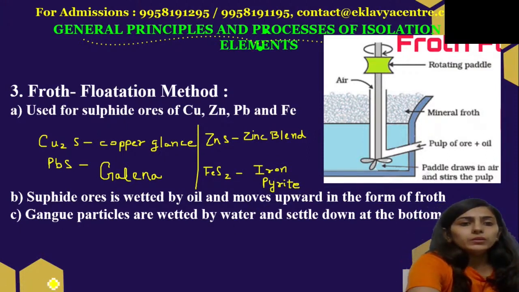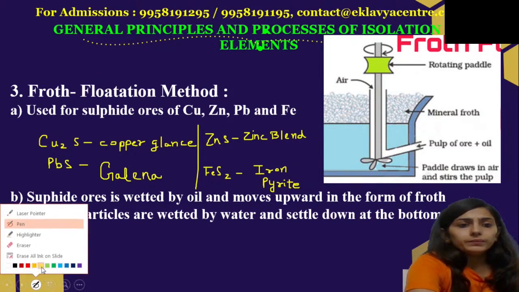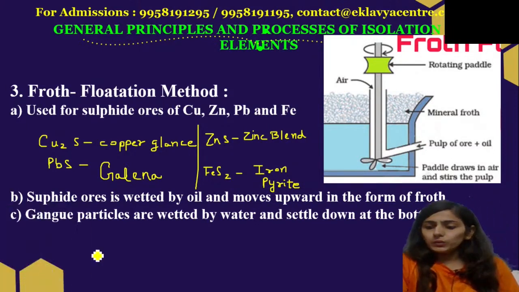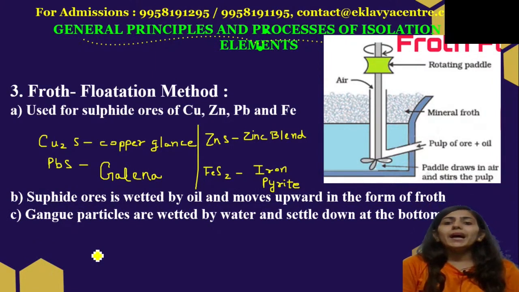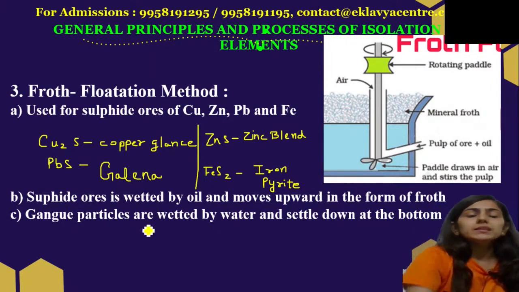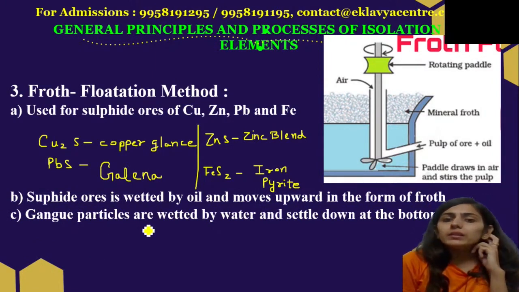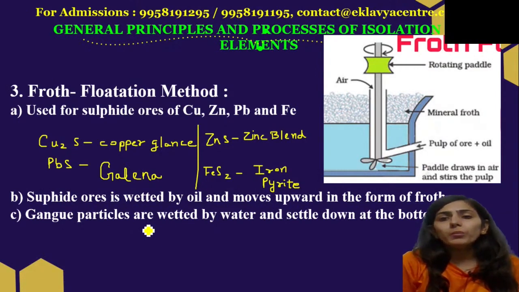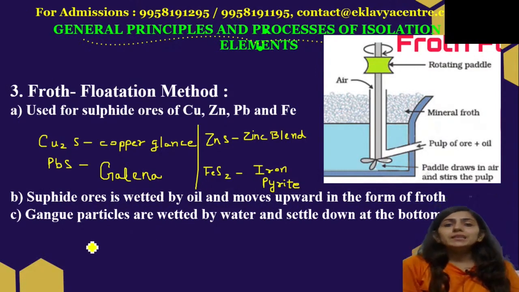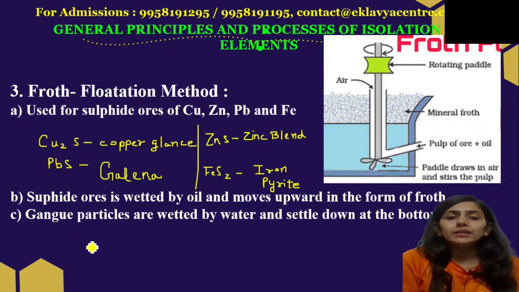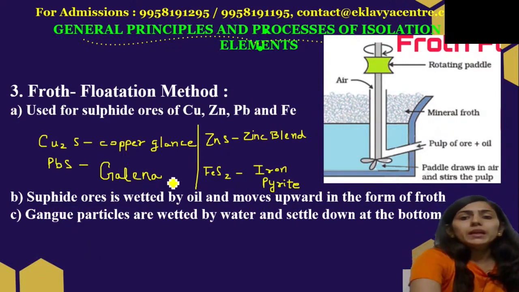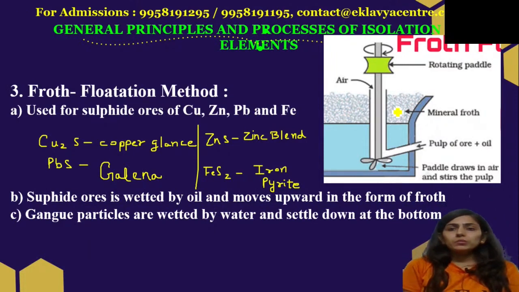Now, sulfide ores are wetted by oil. You have to remember that these sulfide ores are wetted by oil and they move upward in the form of froth, whereas the gangue particles are wetted by water, so they settle down at the bottom. Can you see this process, the froth flotation process?